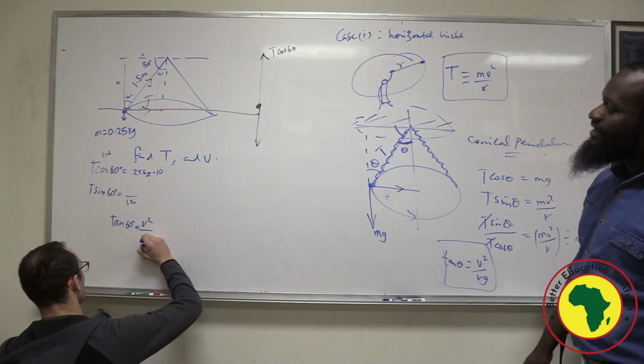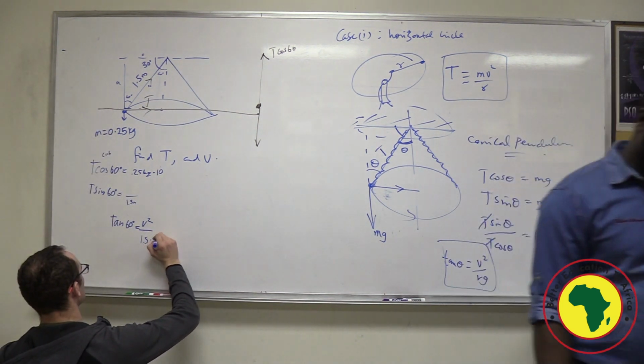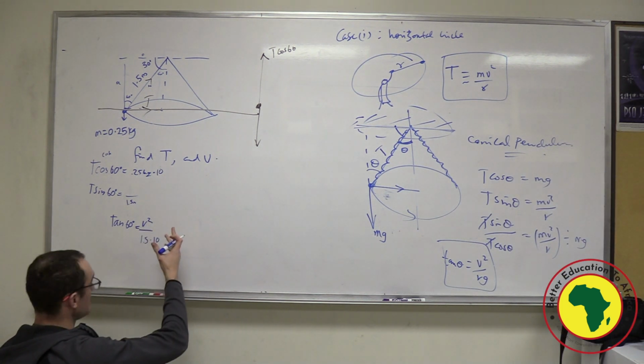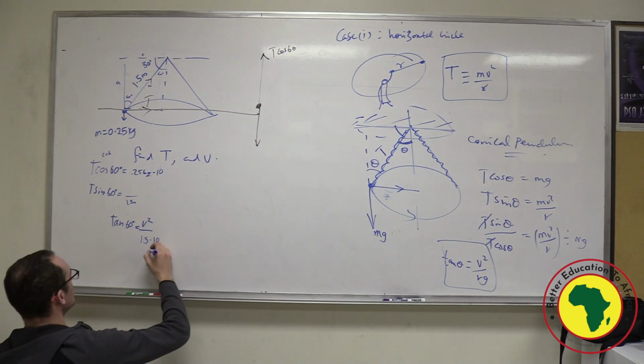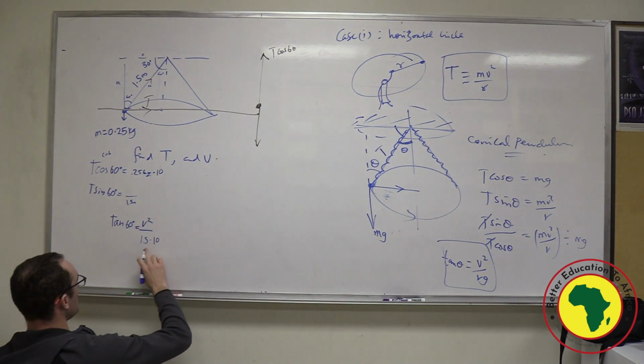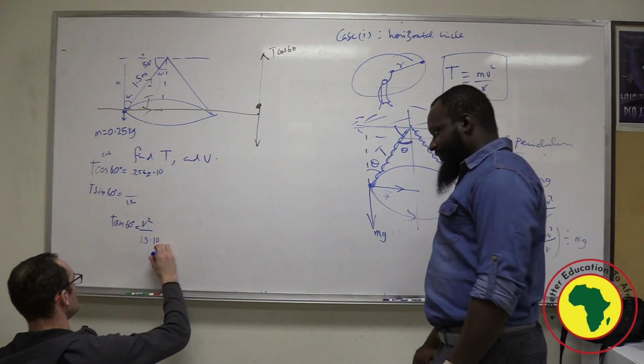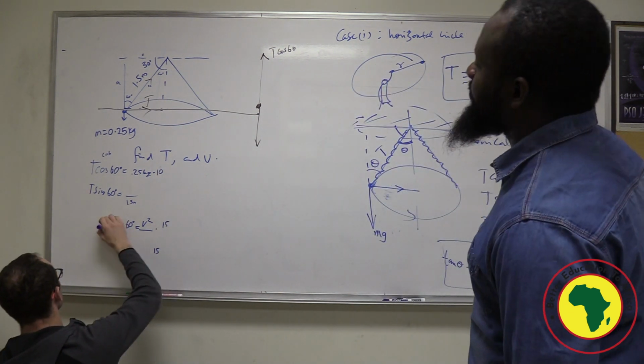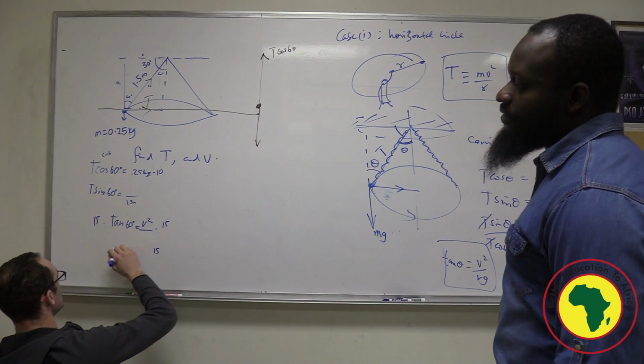Is that okay? So 1.5 times 10, and right now I'm solving for velocity. That comes up to 15, right? So 15, multiply both sides. Exactly. And then take a square root, and then you're done.